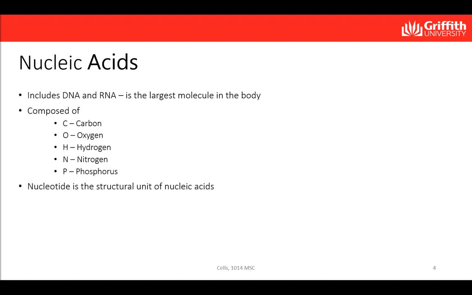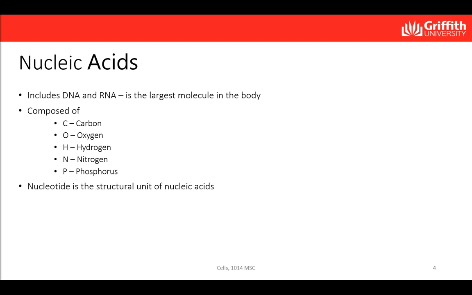All the known life forms on planet Earth rely on large biomolecules called nucleic acids, which are absolutely essential for life. Nucleic acids include two major classes of molecules, DNA and RNA. These are the largest molecules in our body. Nucleic acids are composed of carbon, oxygen, hydrogen, nitrogen, and phosphorus groups.